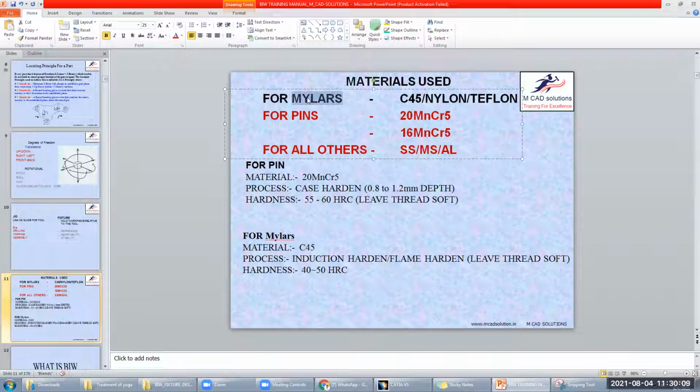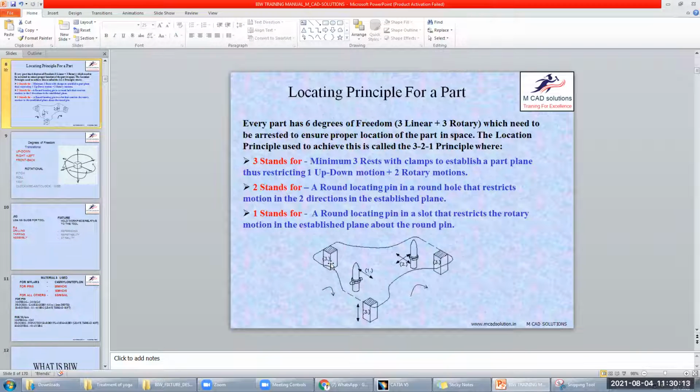Now what is mylar? In this 3-2-1 principle, we check this is our panel, and this panel has rest and clamp. These are in direct contact with our panel or workpiece, and there will be some other parts which are going to the ground.